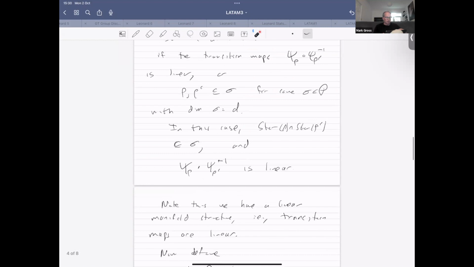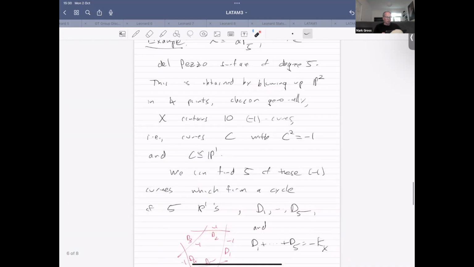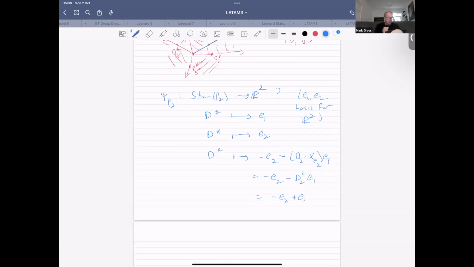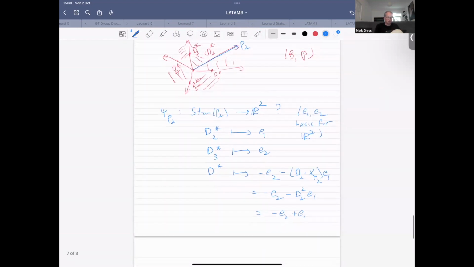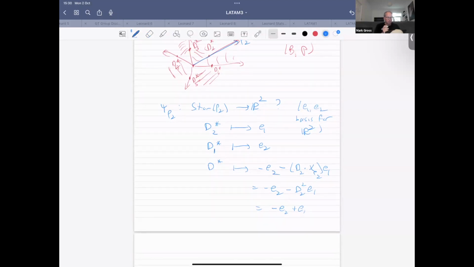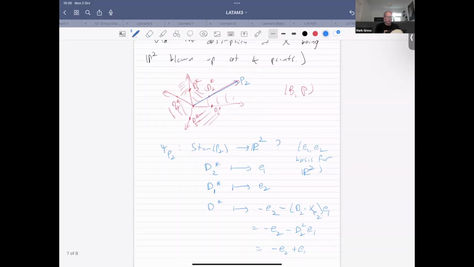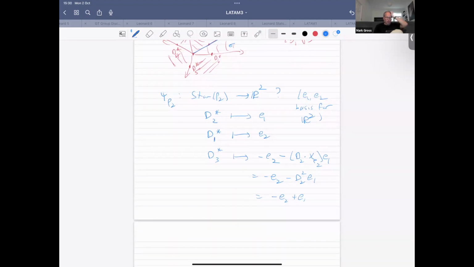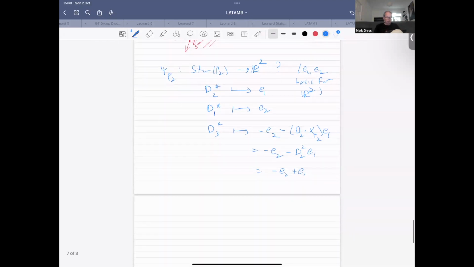I actually want to think of this as, right about this. I want to take D2 star maps to E1. D3 star maps to E2, so I'm going to take D1 star maps to E2. So this is going to be sigma, and this is going to be sigma prime. So finally, D3 star maps to minus E2 plus E1. Sorry about that, it's slightly messy.